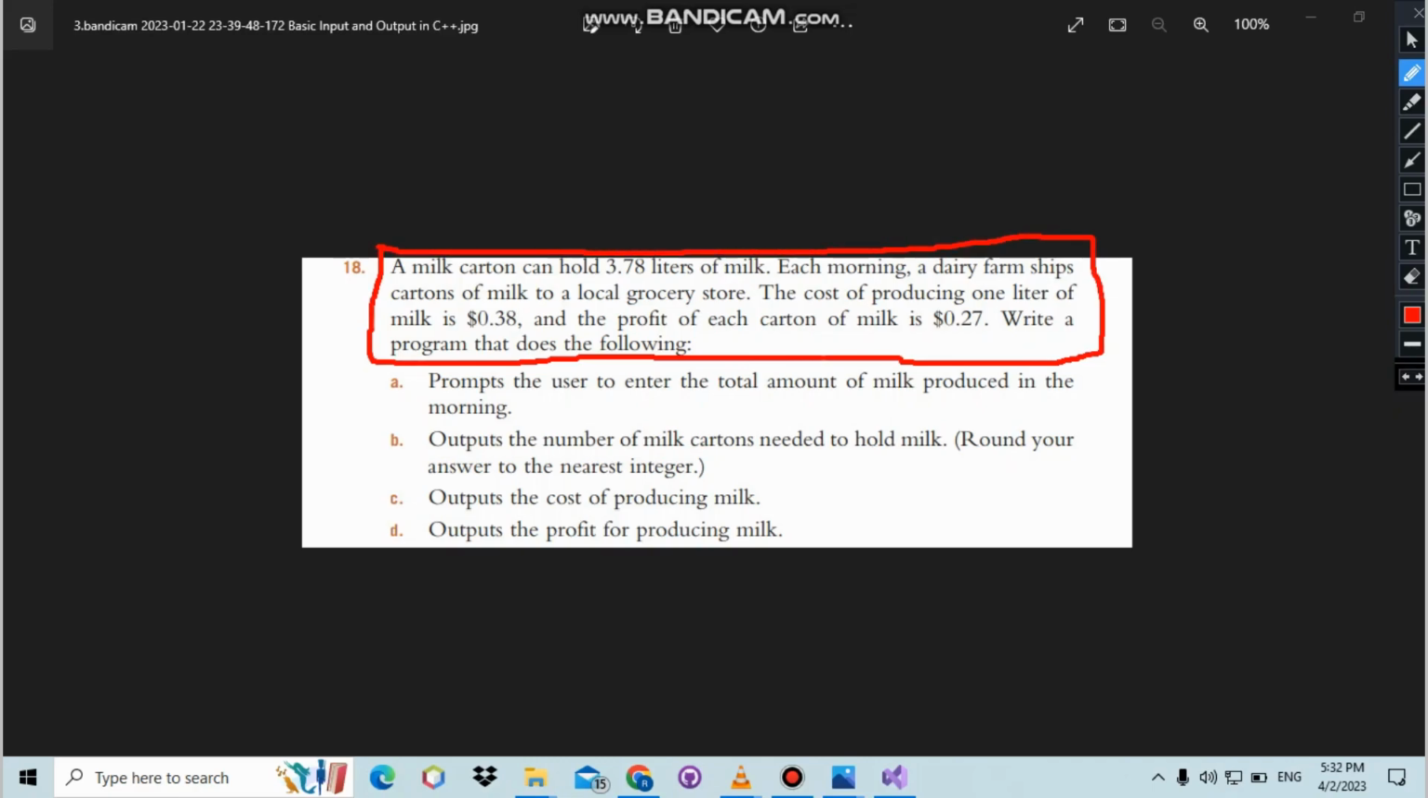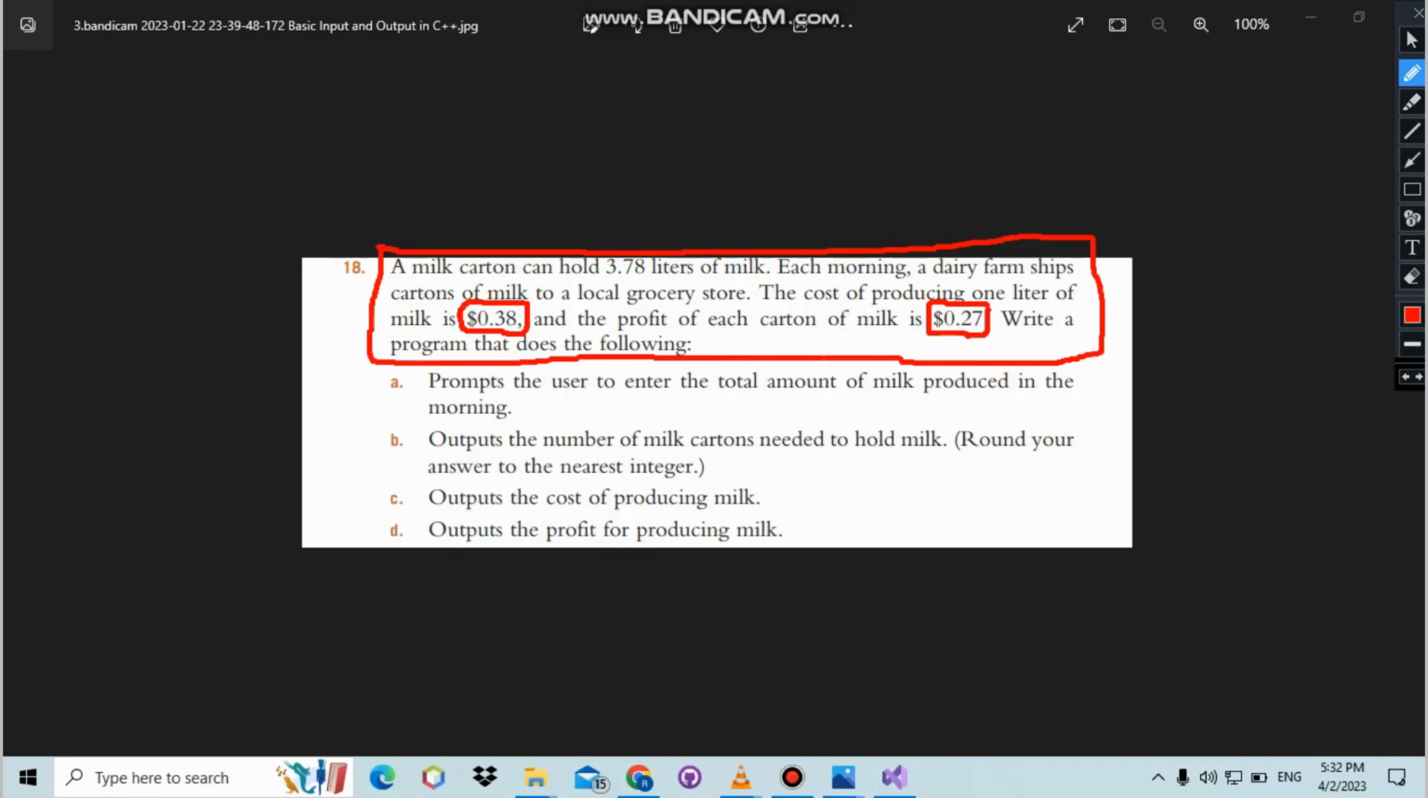So what's happening is that a milk carton can hold 3.78 liters of milk. Each morning a dairy farm ships cartons of milk to a local grocery store. The cost to produce 1 liter of milk is given here, and again, the profit of each carton of milk is also given here. So there is data being given to us in this statement.